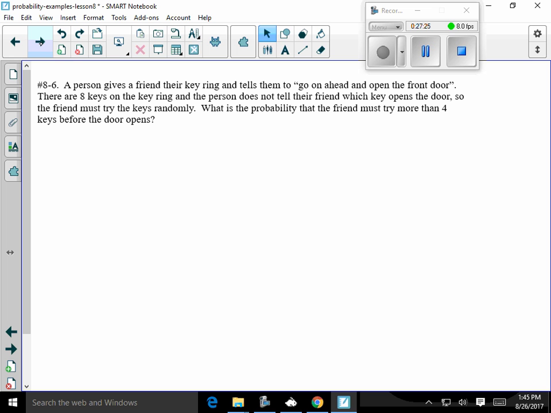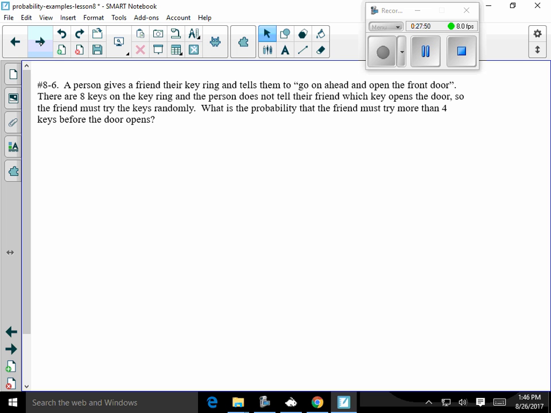Okay, so it says a person gives a friend their key ring and tells them to go on ahead and open the front door. So there are 8 keys on the key ring, and the person does not tell their friend which key opens the door, so the friend has to try keys at random till they find one that works. What's the probability that the friend must try more than 4 keys before the door opens? So pause and then try this problem.